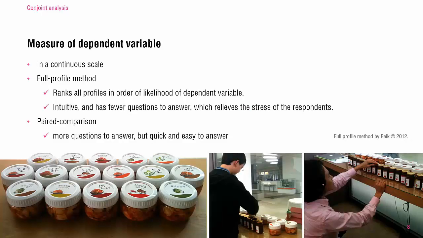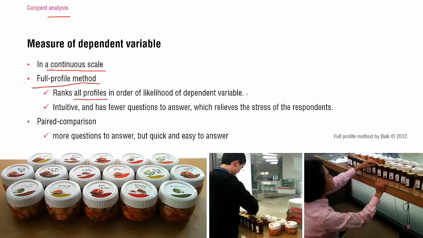And then you need to think about how to let people evaluate, or how to measure, the dependent variable. The dependent variable in conjoint analysis should be measured on a continuous scale, including ratio, interval, or hierarchical. And in conjoint analysis, in order to have a clear distinction between each profile, the full profile method is quite frequently used. The full profile method is ranking all profiles in order of likelihood of independent variables.